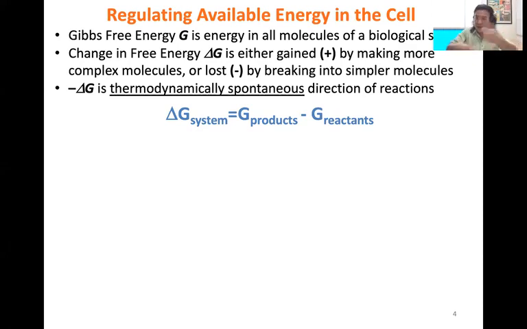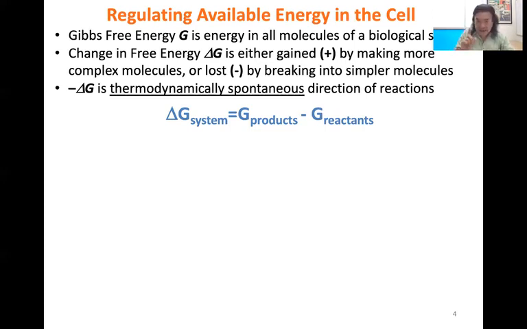Inversely, if you took a complex molecule and started breaking all those bonds to liberate the potential energy that's in there, and you end up breaking it down, interacting all the atoms in different ways to get simpler molecules, that is a negative delta G direction, because there'd be some energy that's released. So that negative delta G direction is what we call the thermodynamically spontaneous direction of reactions.